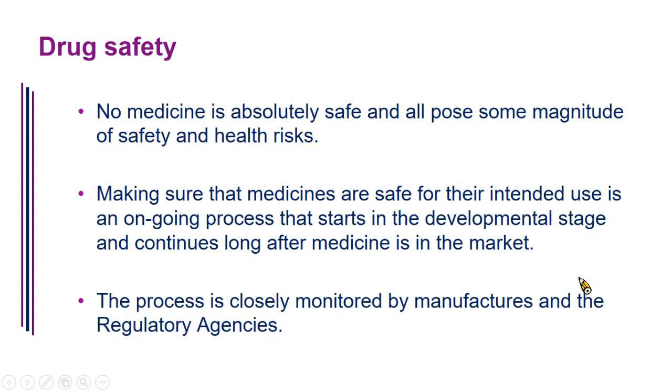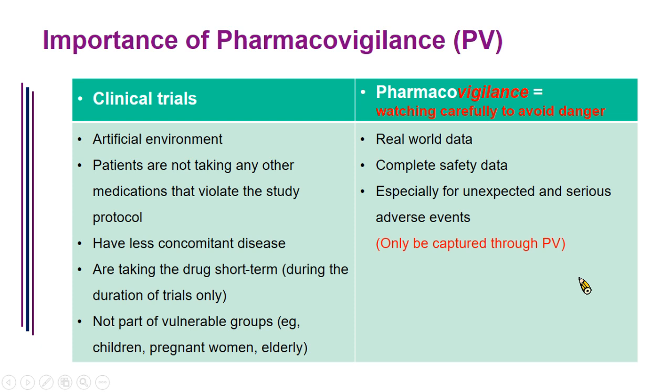And this process is closely monitored by manufacturers and also the regulatory agencies. So this has to be officially done, and several acts have to be enforced as well by governmental power. So I would like to highlight again the importance of pharmacovigilance, or in short, the PV. When you look at the right-hand side, I list several things that clinical trials may have done.